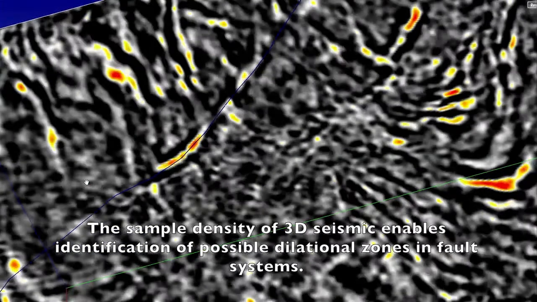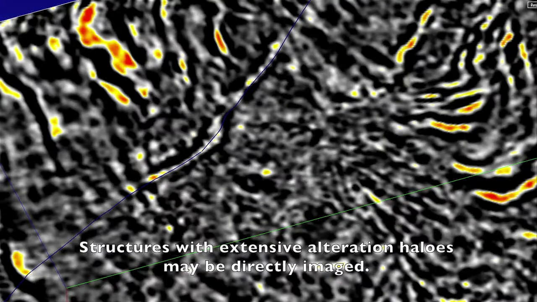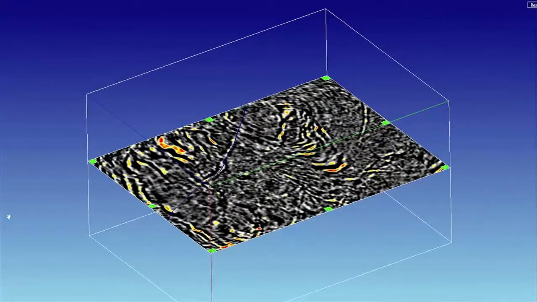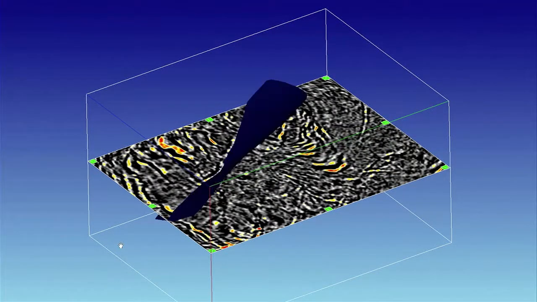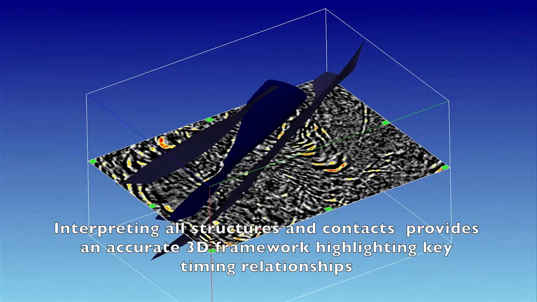So not only can you see the flexures very well, those bends there, but you can also see variations in the reflectivity along that structure, which, as we saw before in the rock properties, may be indicative of alteration, which may show fluid flow paths.